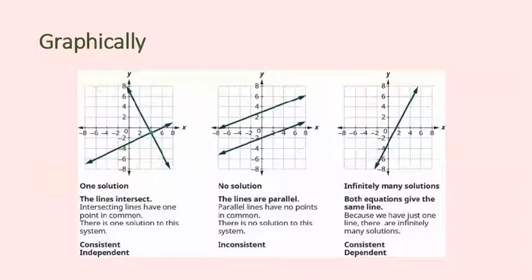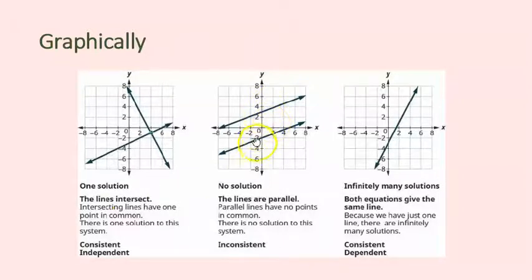In this case, we would call the system consistent. If it's consistent, that means that it has at least one solution. And we would call this case an independent system because the two lines each have different solution sets. The solution set for this line is different than the solution set for the other line. So consistent means at least one solution, independent means different solution sets.